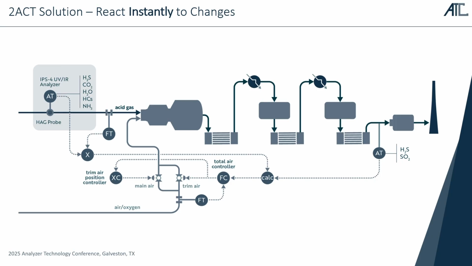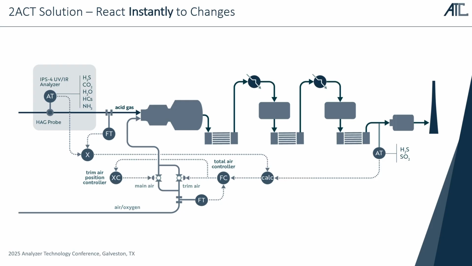And we would use the main air control valve only to maintain the trim air valve in a position such that it actually maintains in its controllable range. So basically the position of the trim air valve acts as a set point for the main air valve to open or close. That is basically the situation before the introduction of a feed-forward gas analyzer.